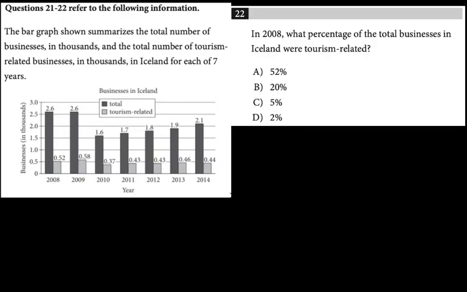So same graph, same info. In 2008, what percentage of the total businesses in Iceland were tourism related? All right, so one of the columns is total. So let's look, that's 2008. The dark one is total.